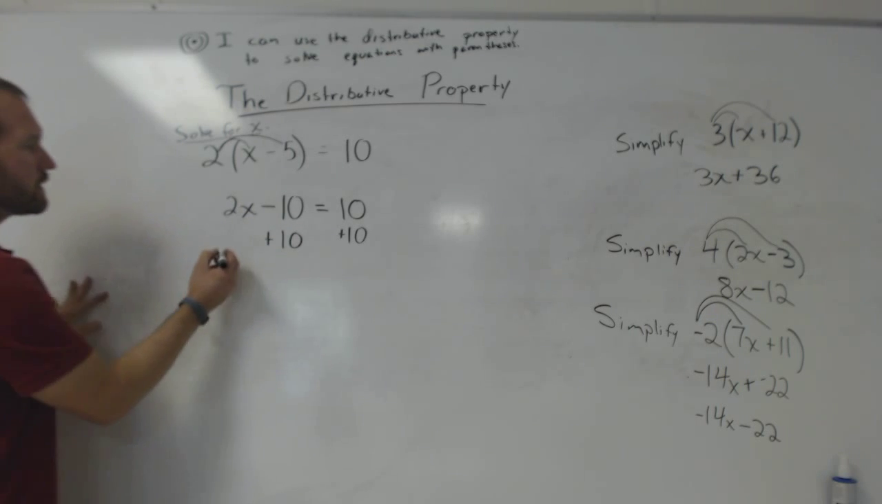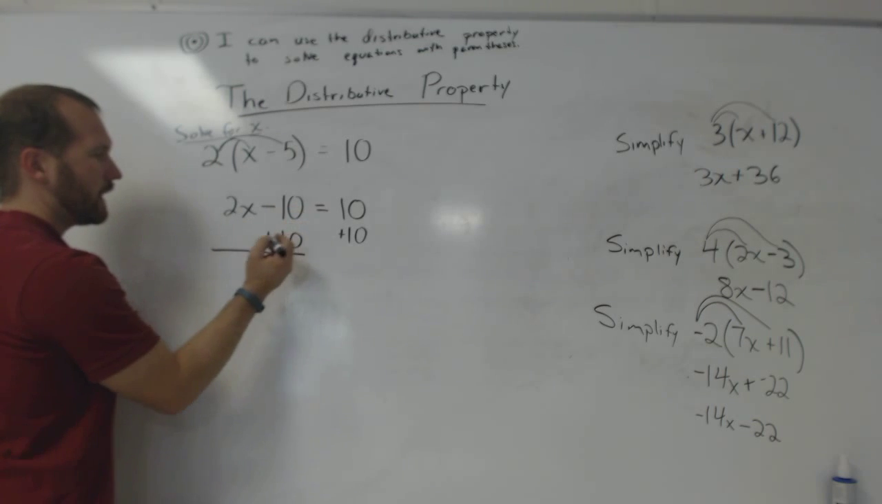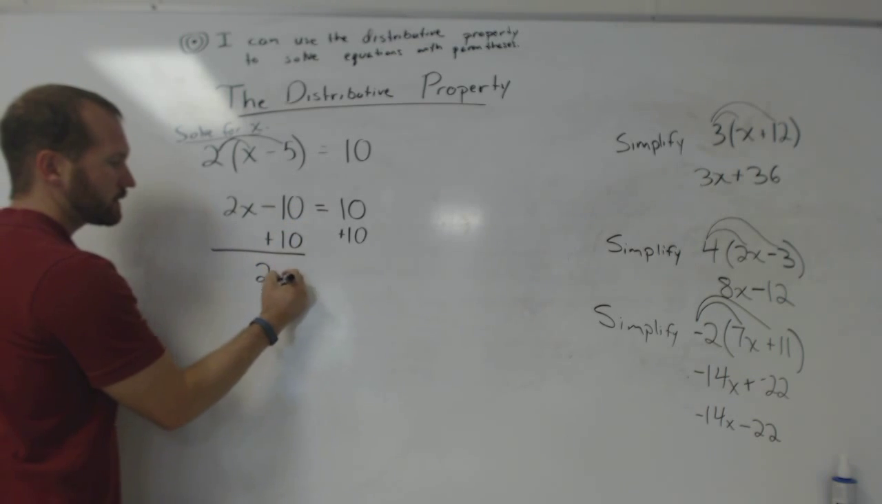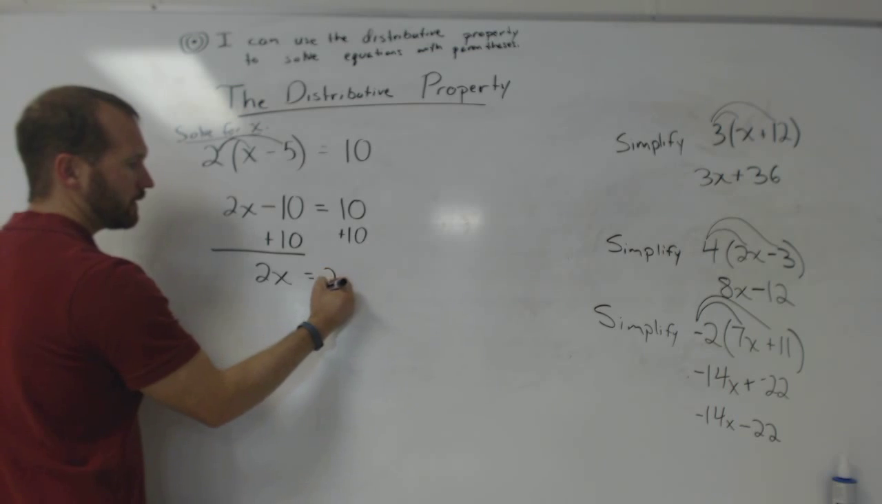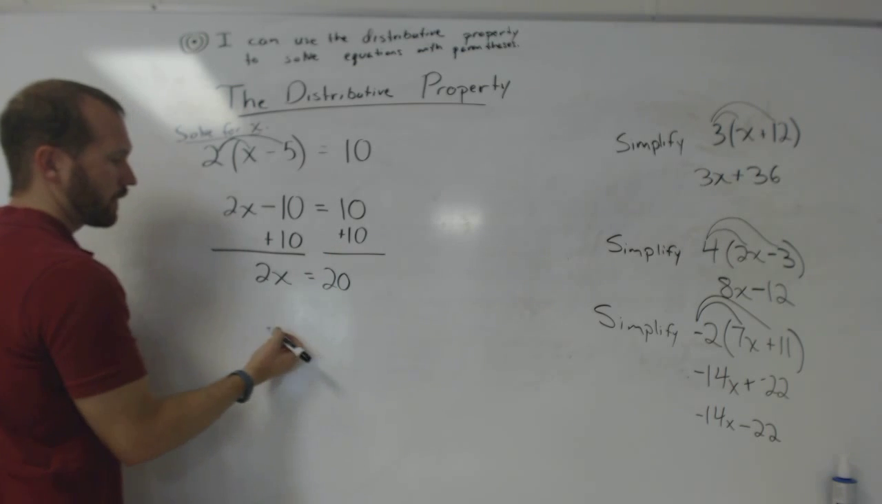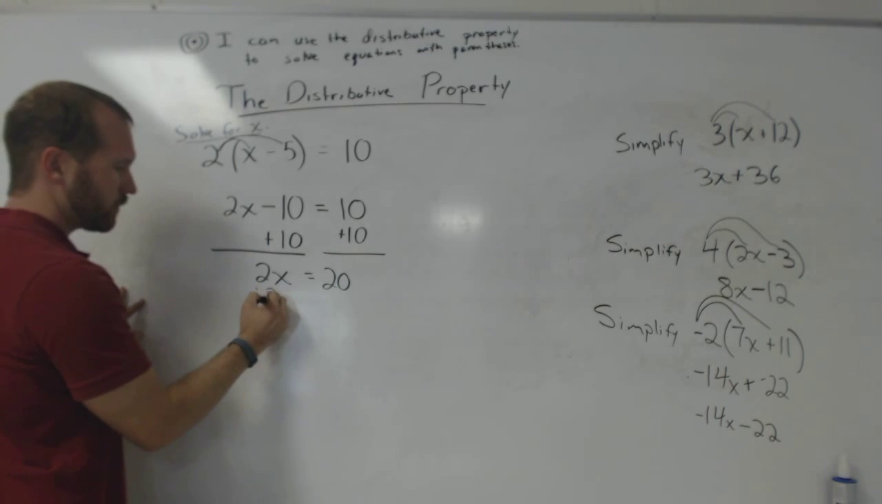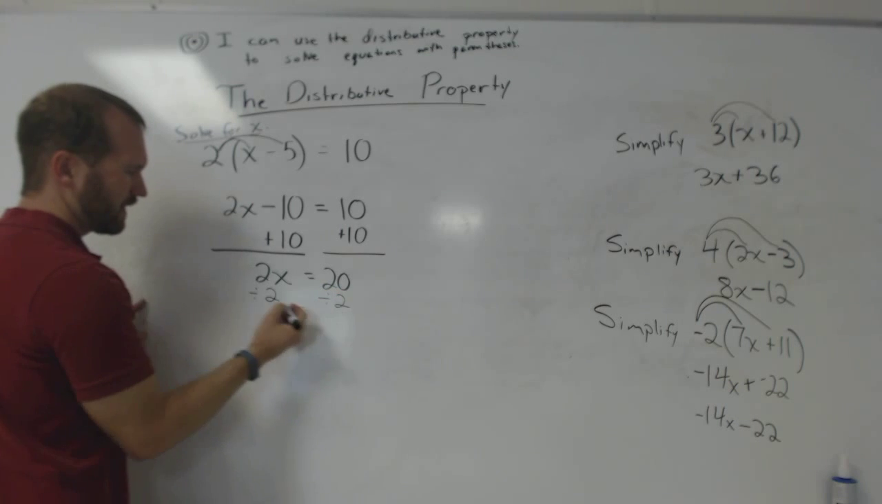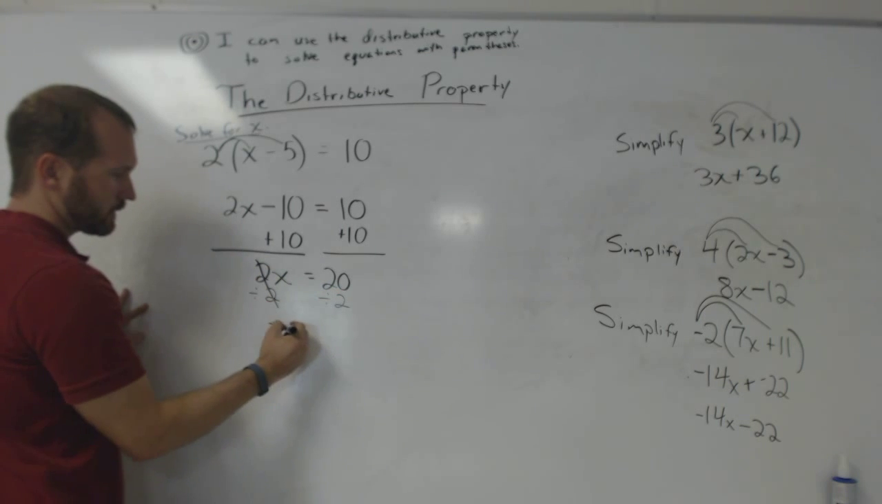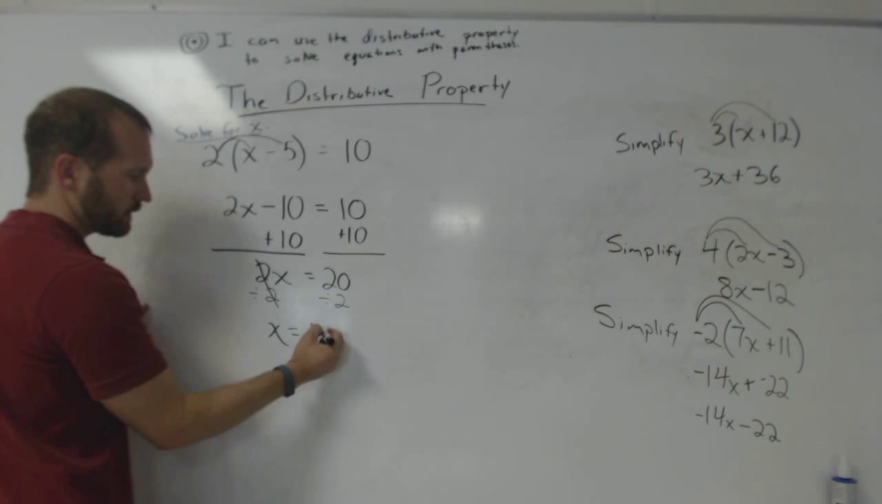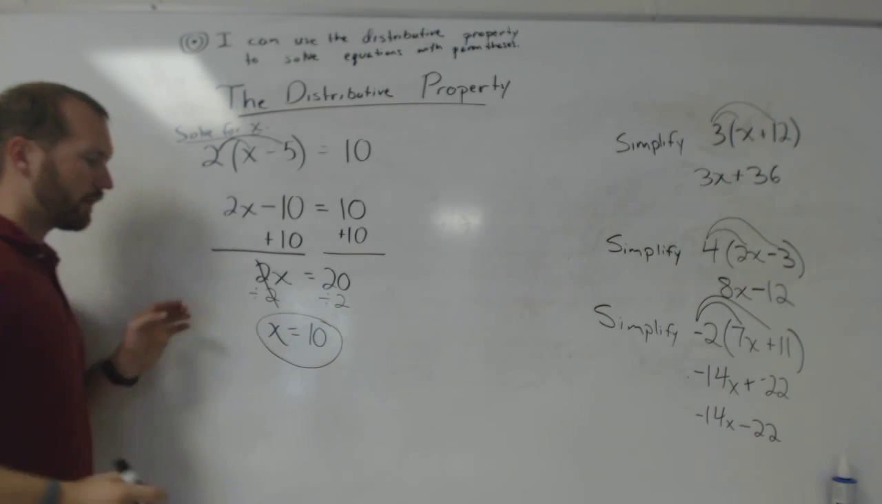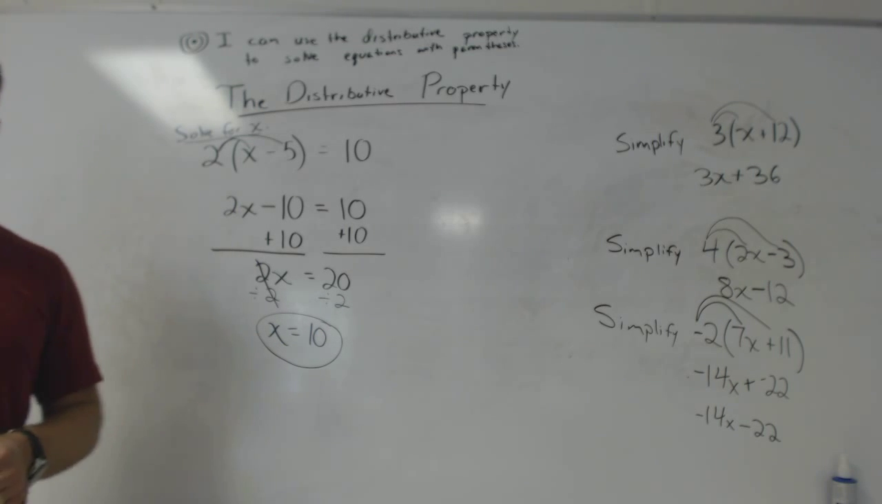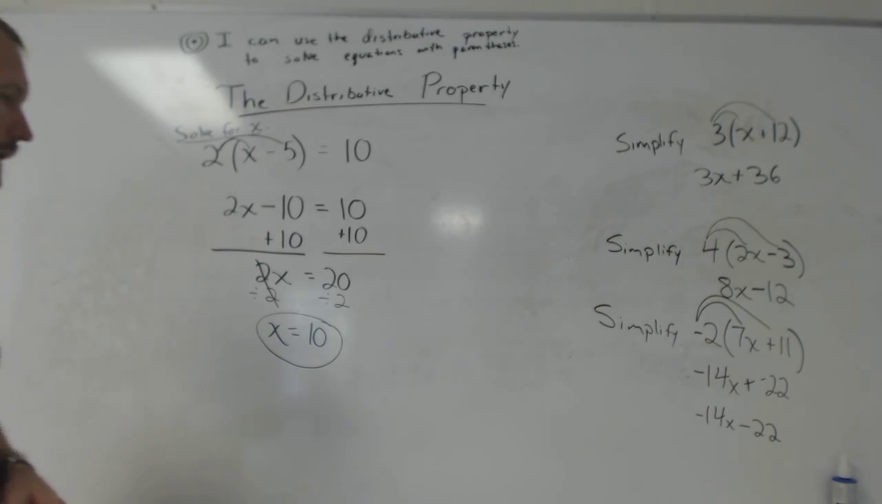Okay, I add 10 to both sides, so I have 2x minus 10 plus 10, that's just 2x. 10 plus 10 equals 20, then divide by 2. Now I'm going to divide both sides by 2. And the final answer is x equals 10. X equals 20 divided by 2 is 10. Algebra. X equals 10 is my answer to that.